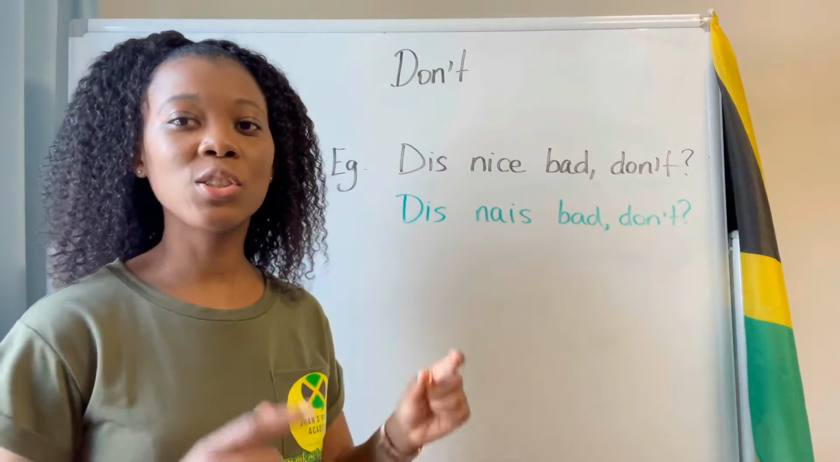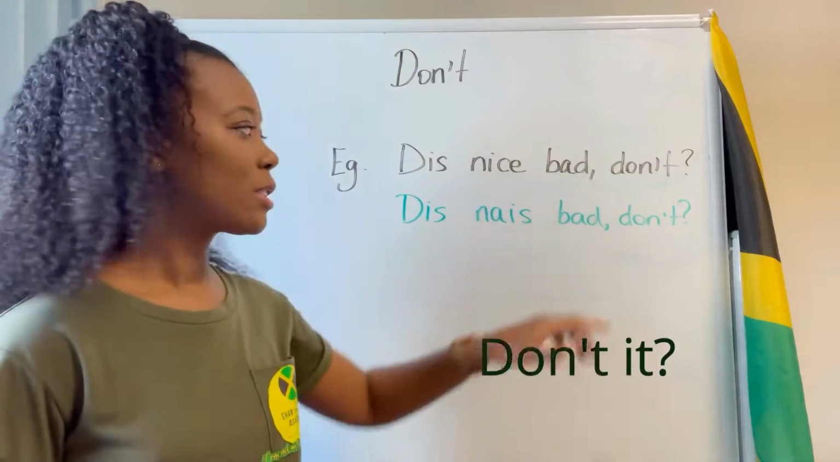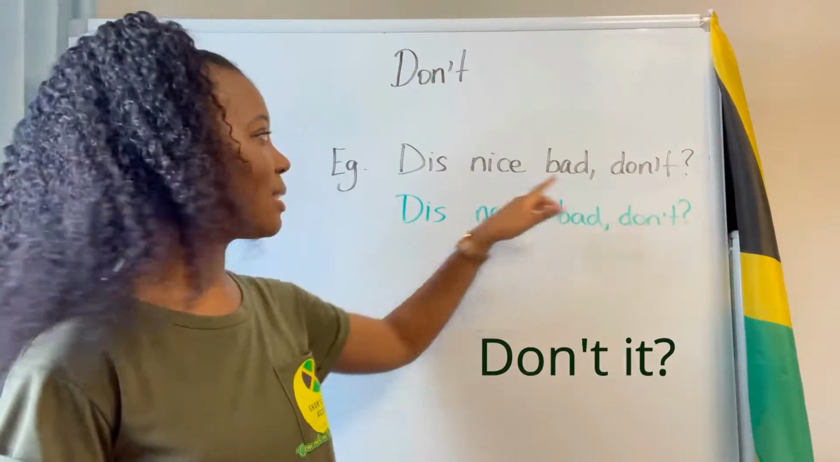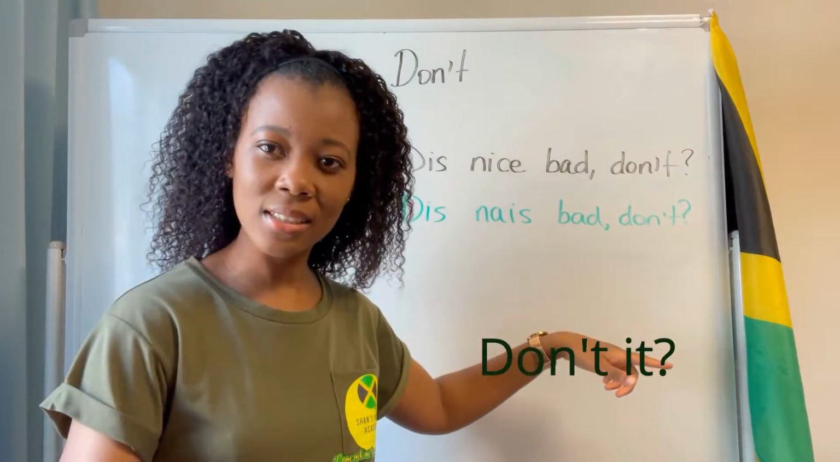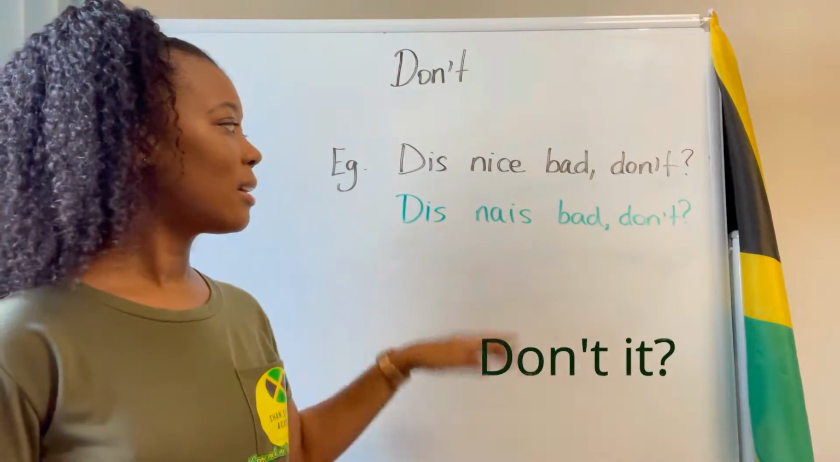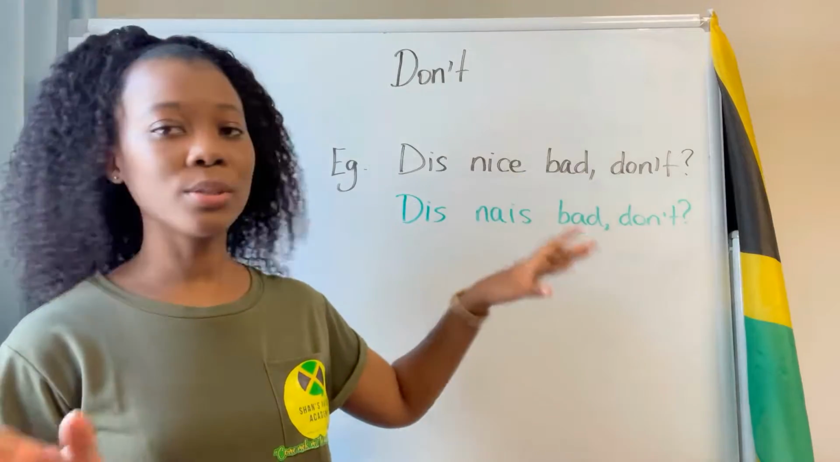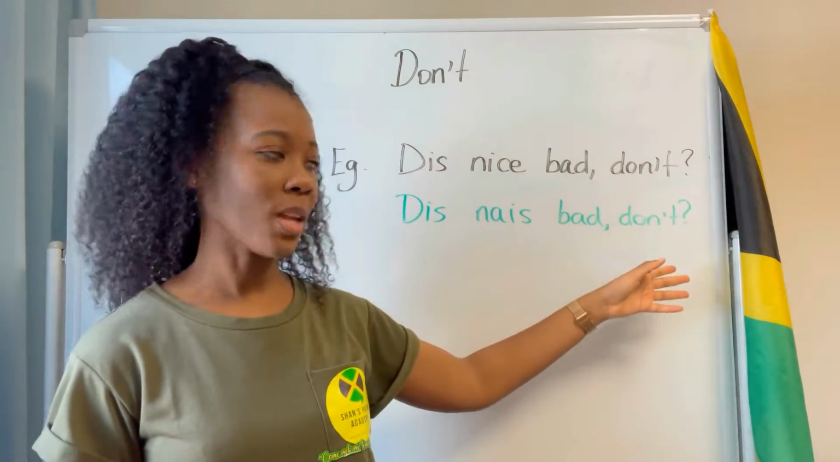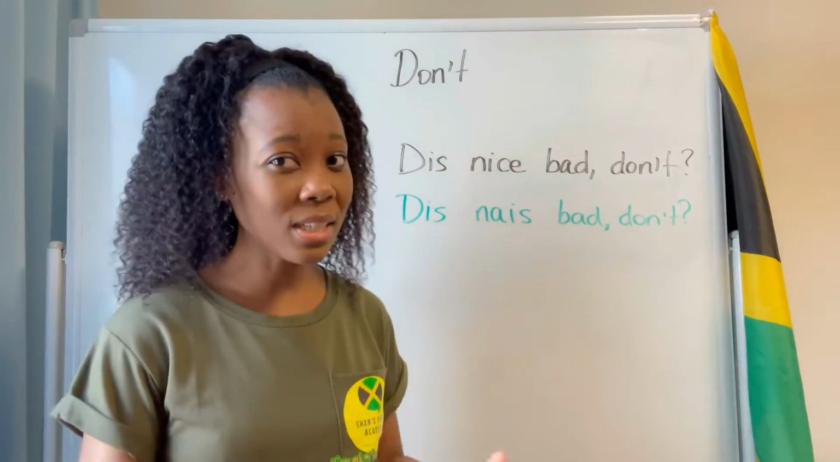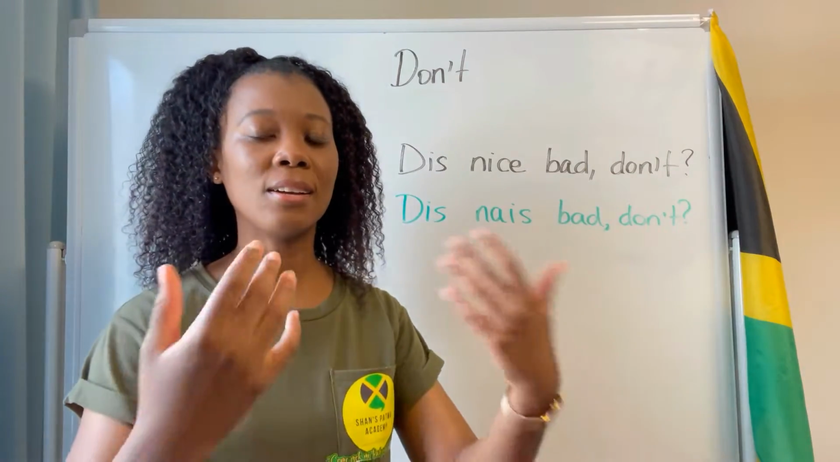Another variation is don't it. So where you have don't, you could have don't it. This nice but don't it. And then that would mean the same thing. It's really nice, isn't it? And if you notice, it's always used as a question at the end. Don't it, like you're inviting a response.